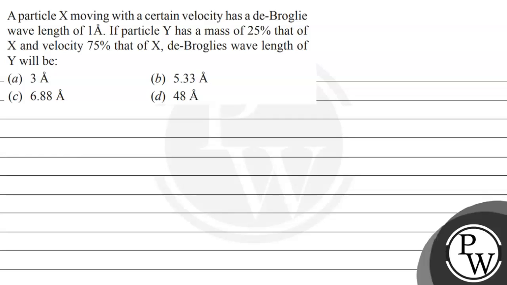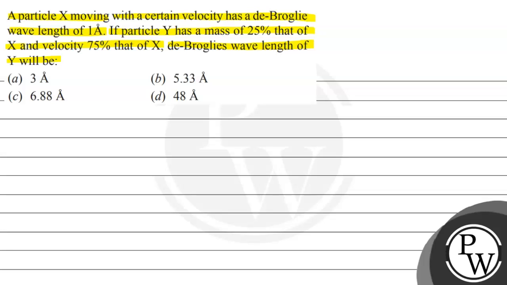Hello बच्चों, let's read this question. A particle x moving with a certain velocity has a de-Broglie wavelength of 1 angstrom. If particle y has mass of 25% that of x and velocity 75% that of x, de-Broglie wavelength of y will be, and these are the following options given to us according to the question.